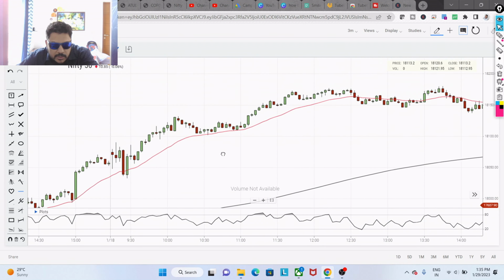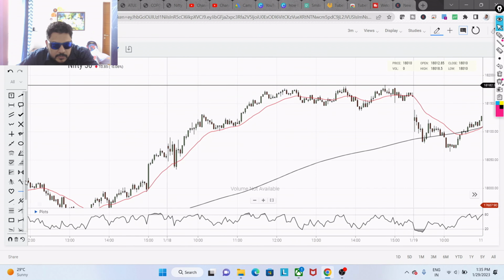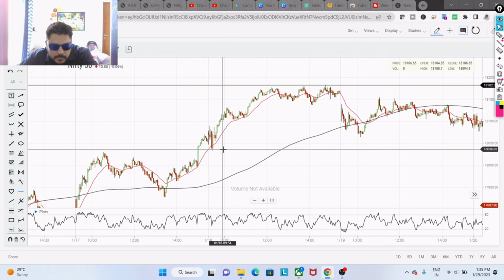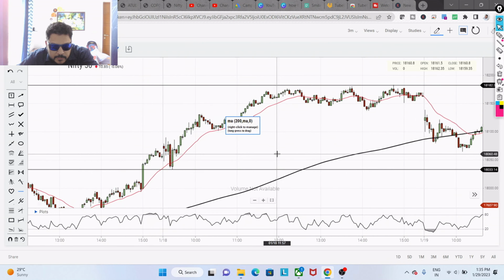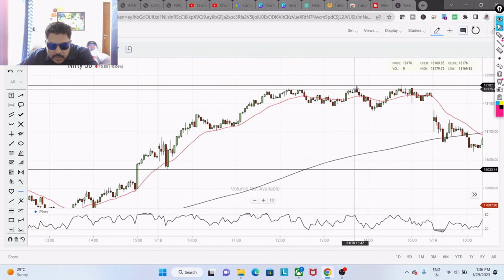This is the start of the day, and this is the high of the day. Previous day high is this one, and previous day low will be somewhere here, because this was the open, this was the low, and this was the high.